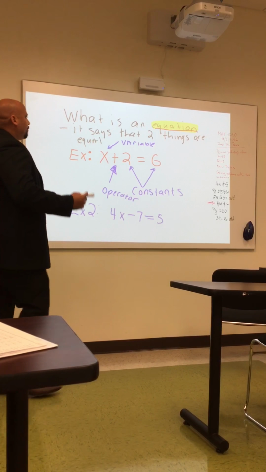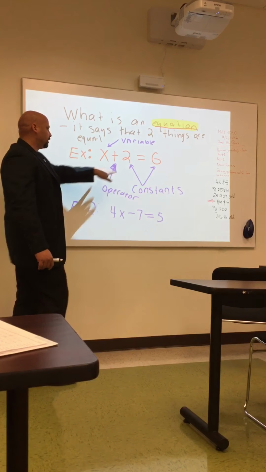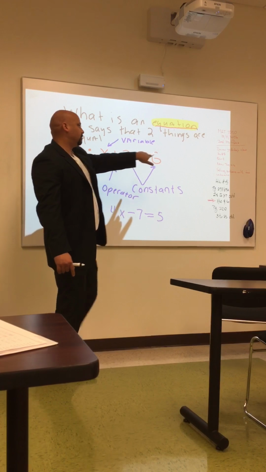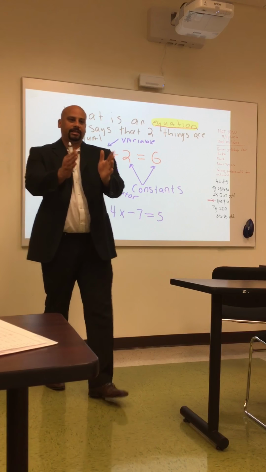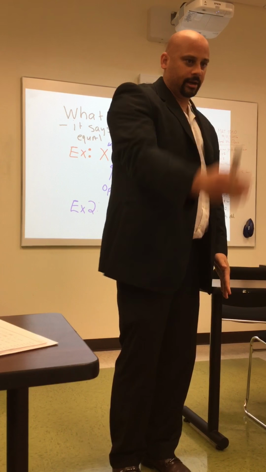Okay, so I'm going to talk about an equation. What is an equation? It says that there are two things that are always equal. In other words, whatever's on this side has to equal that side. I gave you an example of the room, and if you weren't here, this is a brick wall right here.